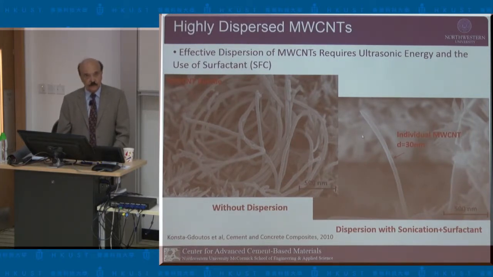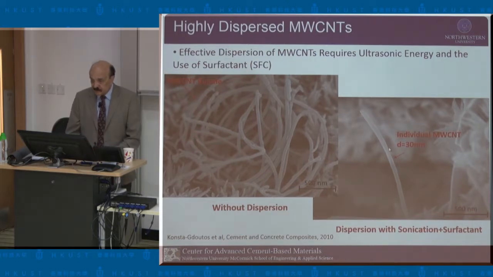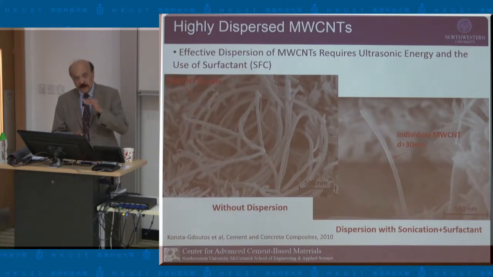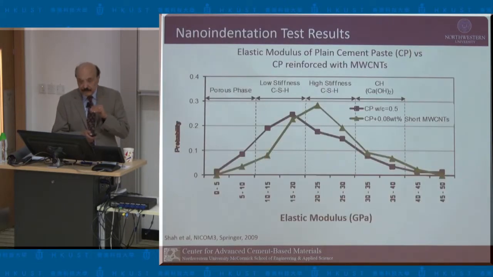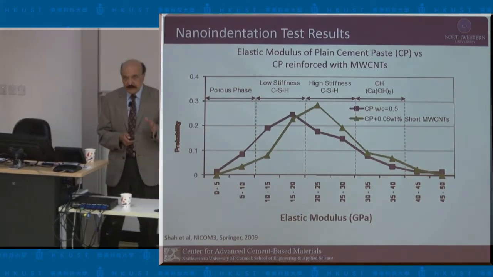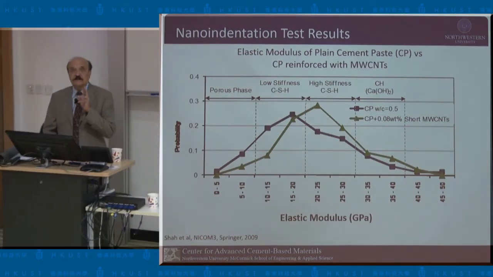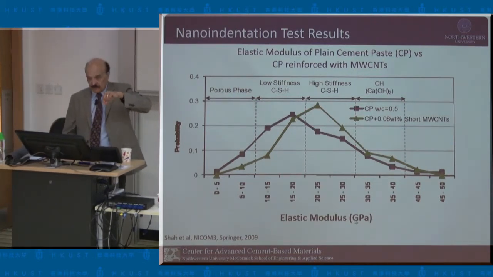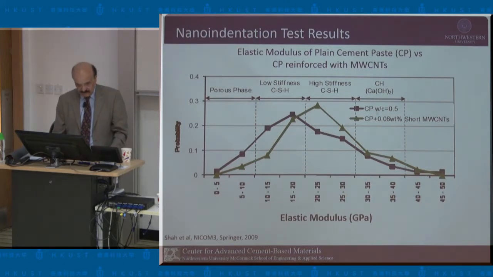multi-wall carbon nanotubes. And they are dispersed using ultrasonication and surfactant. So you can see a single multi-wall carbon nanotube. And when you have this well-dispersed multi-wall carbon nanotube in cement, what does it do? So first I want to show you in terms of nanostructure, nanomechanical properties. So here, this is the familiar probability versus elastic modulus. Cement paste with water to cement ratio 0.5.